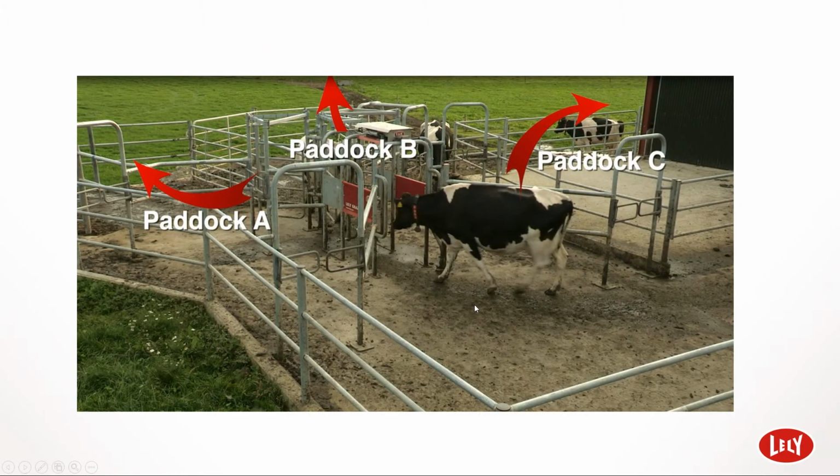Now another nice example is a Grazeway and positioning. So here we see the cow's going to exit and she'll either go to paddock A, B or C. Now we see here a nice flow and no 90-degree turns that the cow has to complete to exit the shed.